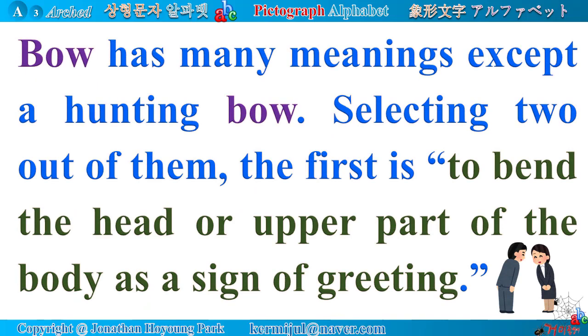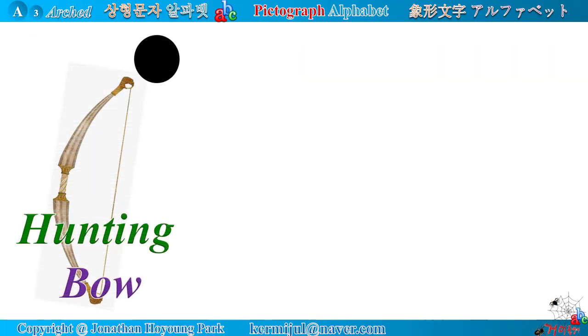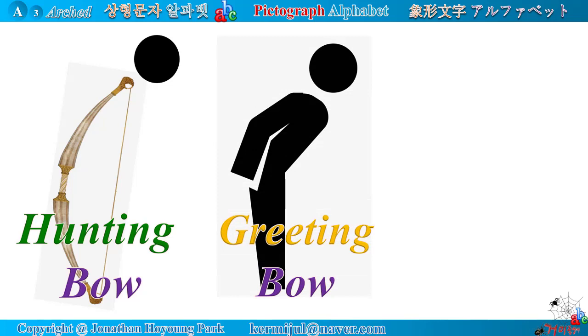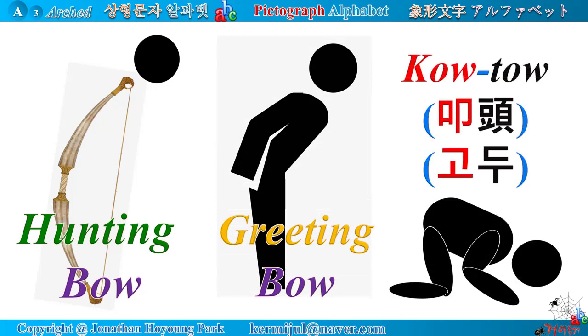Bow has many meanings except a hunting bow. Selecting two of them, the first is to bend the head or upper part of the body as a sign of greeting. Hunting bow. Greeting bow. Kowtow. Kowtow is to kneel and touch the ground with the forehead in worship or submission. Kowtow is a part of Korean greeting custom. In Korean, it is called konjul.